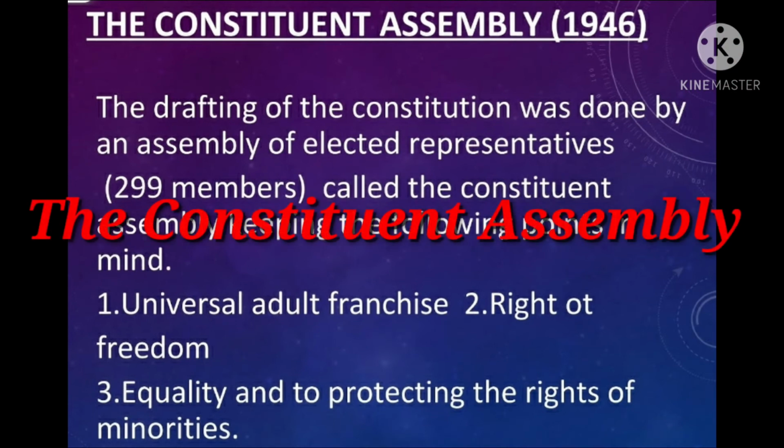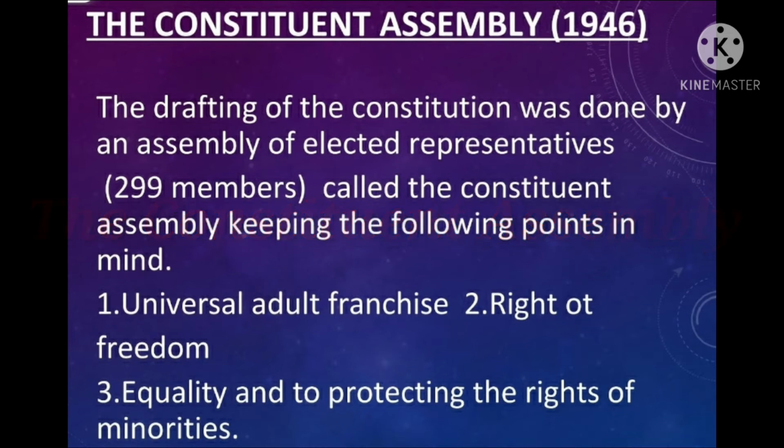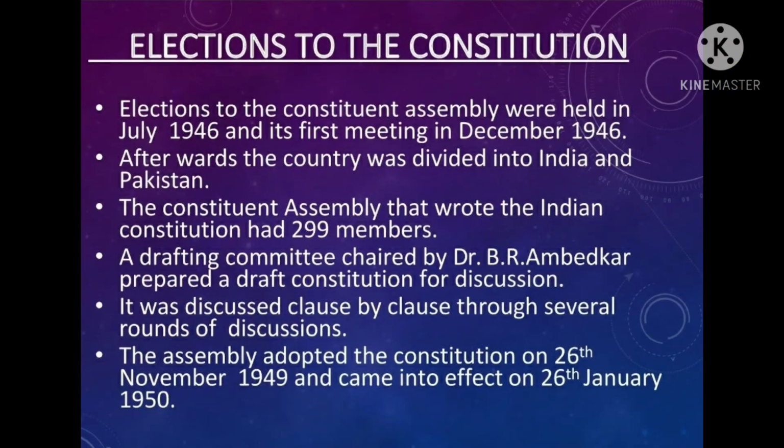Next topic is the Constituent Assembly. The drafting of the constitution was done by an assembly of elected representatives called the Constituent Assembly. Elections to the Constituent Assembly were held in July 1946 and its first meeting was held in December 1946. Soon after, the country was divided into India and Pakistan, and the Constituent Assembly was also divided into Constituent Assembly of India and that of Pakistan.